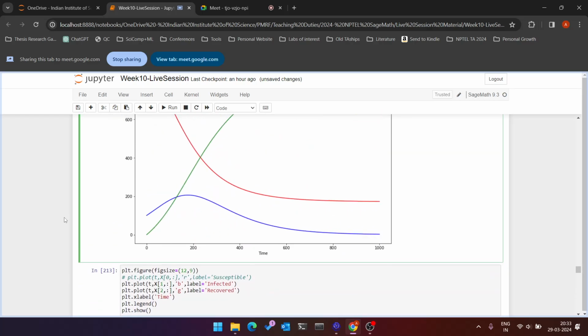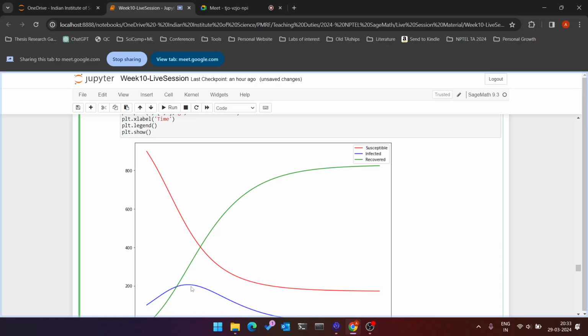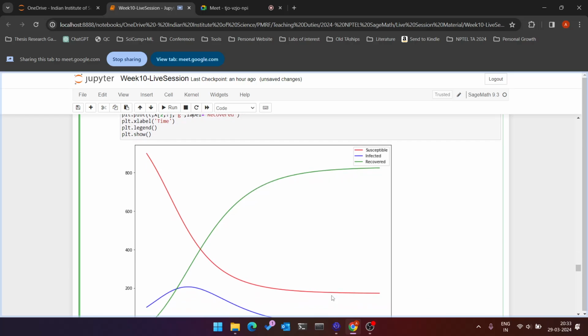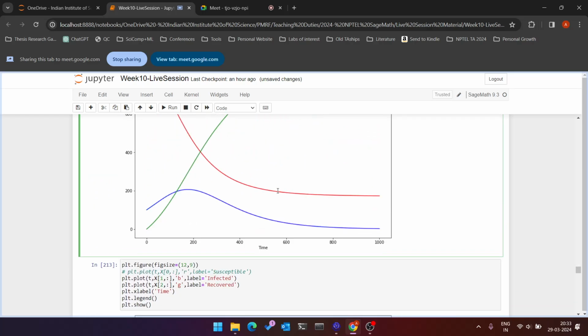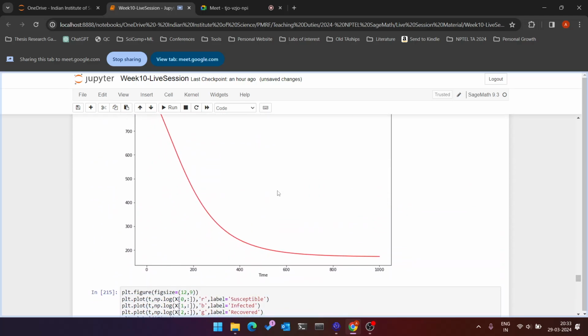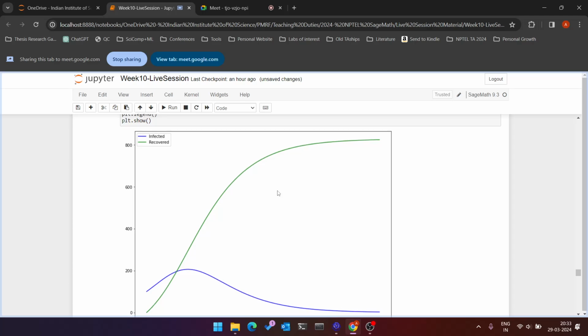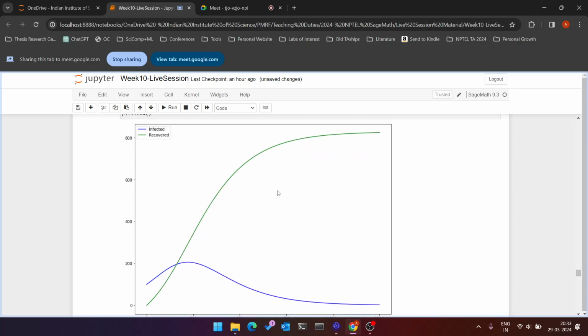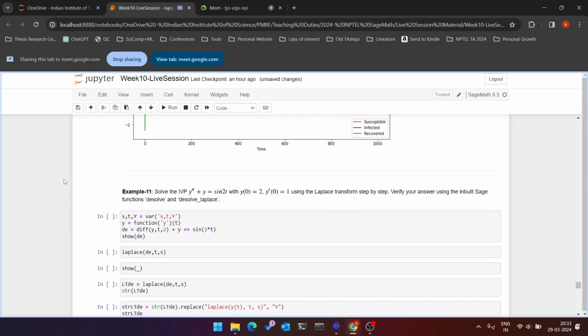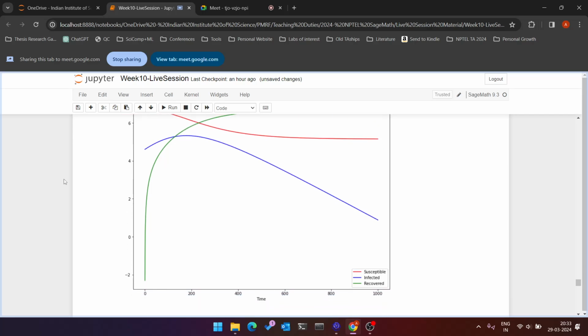Right, so you can see that there was a point where the number of infected was quite high. After a while, even that starts dropping. The number of recovered keeps on increasing. Okay, all right. So this is the SI and SIR models. Any doubts with this one?